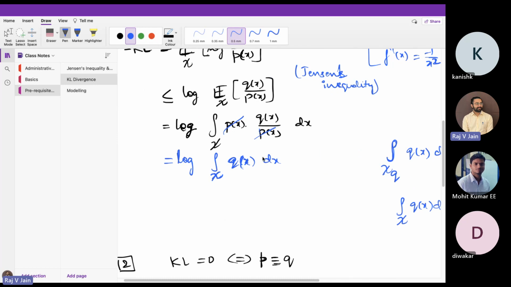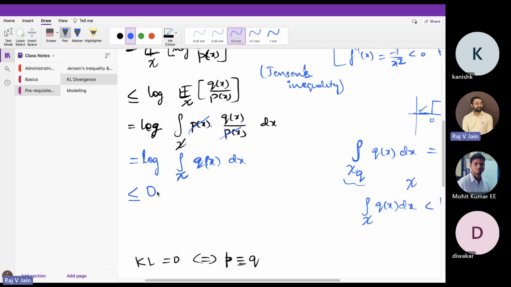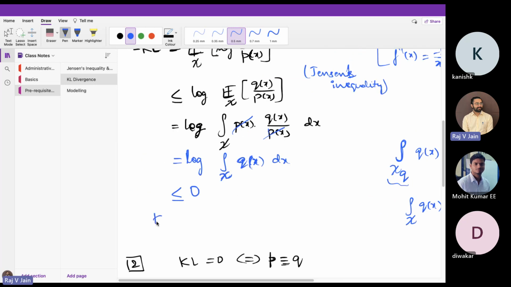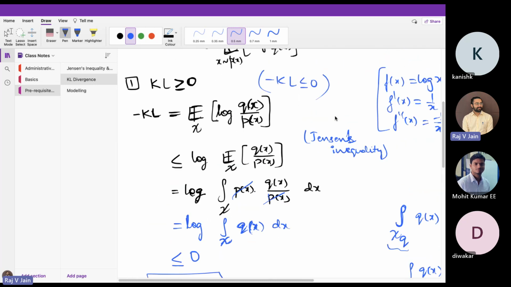So the log of a number which is less than 1 is negative anyway, right? So this value turns out to be less than or equal to 0. That's it. I'm putting equal to here because we have not made any further assumptions on how script x and script xq are related. In case they're equal, we'll get exactly log 1 equal to 0. Otherwise, it will be something less than 0. So this proves that KL divergence is always greater than or equal to 0 between any two distributions, P and Q. Okay, this is one property of KL.